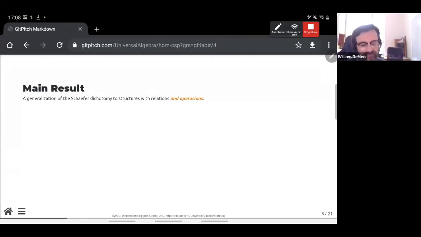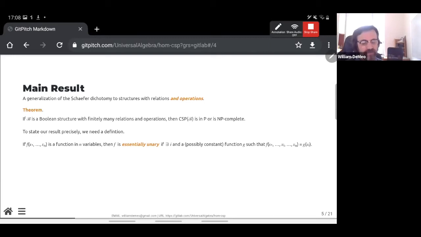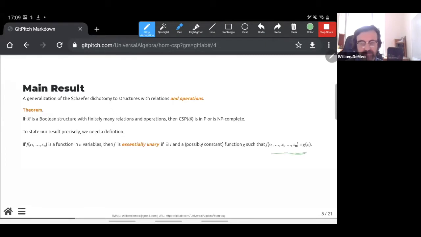Okay, so the main result that we have is a generalization of Schaefer's dichotomies to structures with relations and operations. The theorem that we proved is that if B is a Boolean structure with finitely many relations and operations, then the CSP of B is in P or it's NP-complete. To state this more precisely, we'll need a definition, which most of you are probably familiar with. We say that an n-ary function f is essentially unary if there exists an i and a possibly constant function g such that this equation holds, right? It just means that either f is constant or it depends on one variable of its arguments.